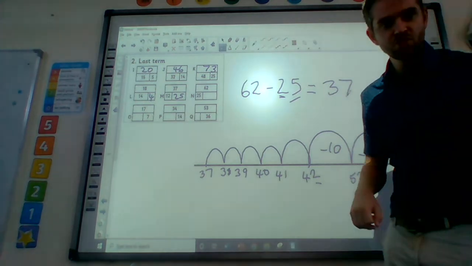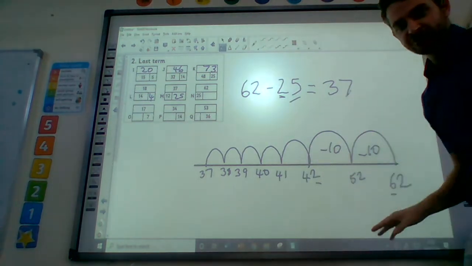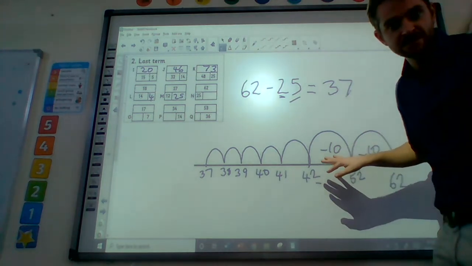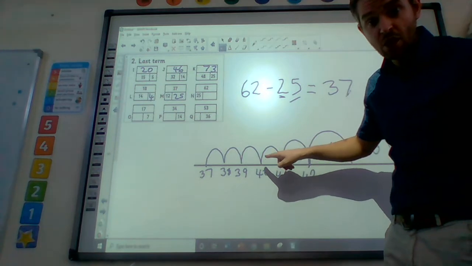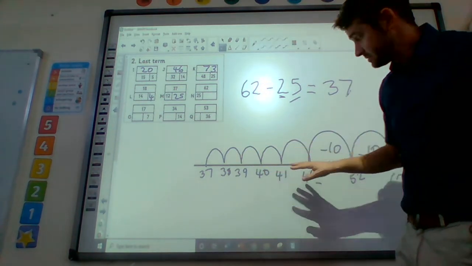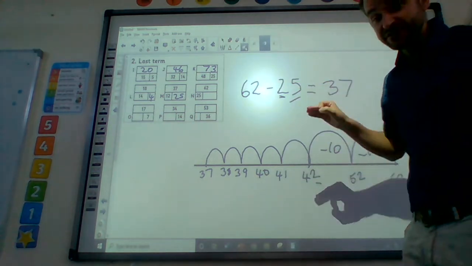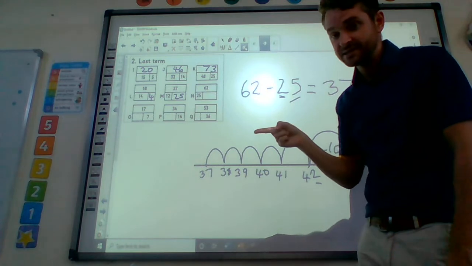37. Were you right? If you were, well done. If you've made a mistake, look carefully. Was it your counting backwards in tens that was tricky? Or was it this part here where we have to go backwards through 40? We are definitely going to need to do that for at least one other question today.